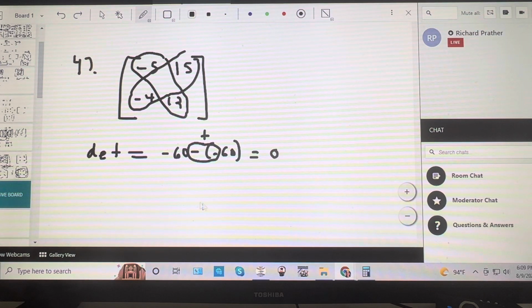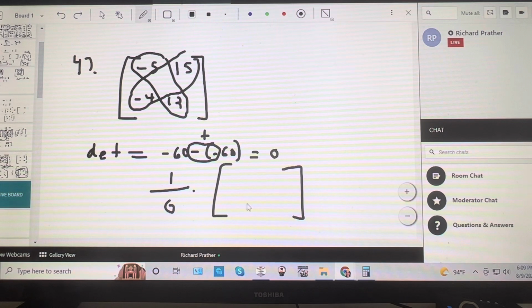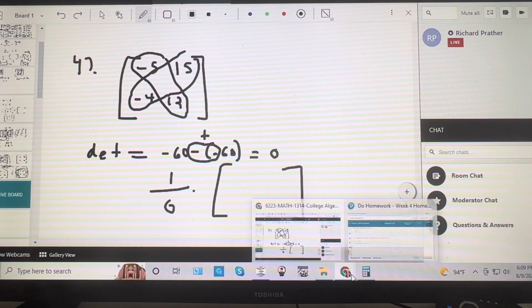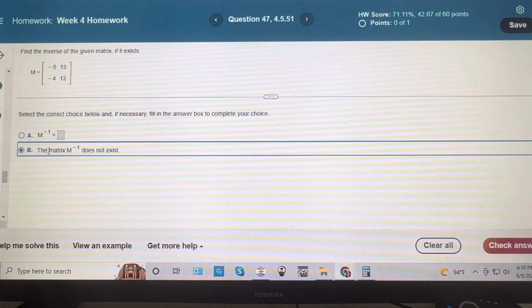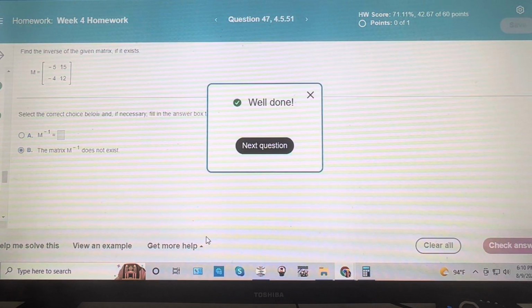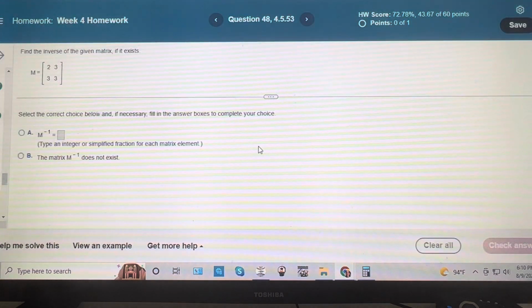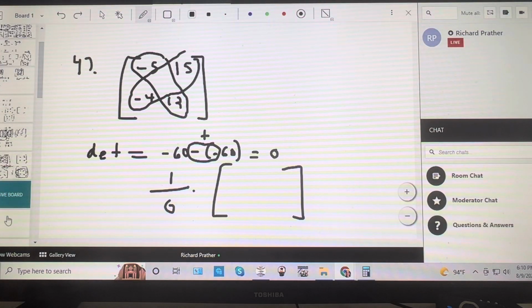I'm not going to be able to get an inverse because I'm going to have 1 over 0 times, and then you do your magic inside the matrix, but 1 divided by 0 is undefined. There's nothing to distribute in. So if the determinant's 0, you can just stop and say the inverse matrix does not exist. It also doesn't exist if you don't have a square matrix. So those are the 2 times you don't get an inverse of a matrix. Okay, so 48 should work.